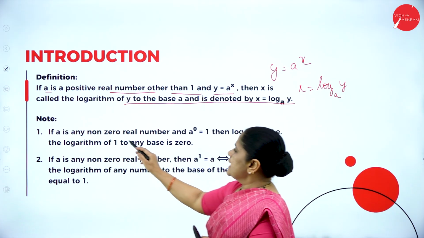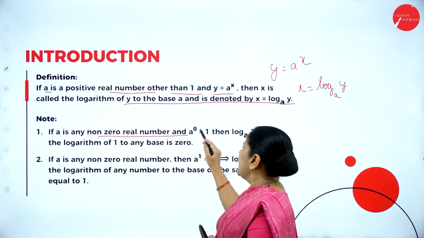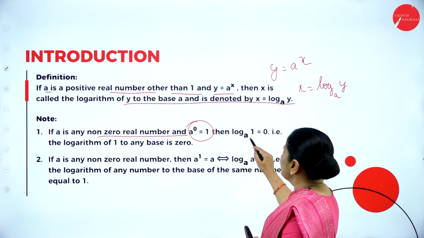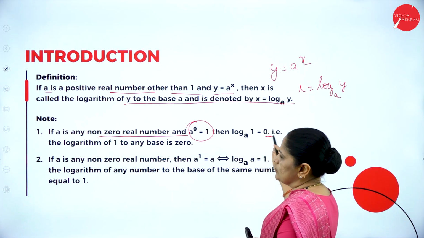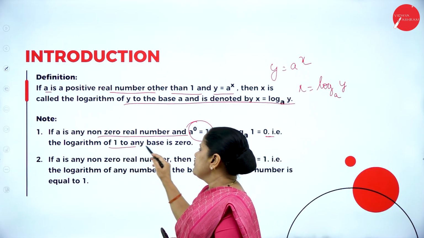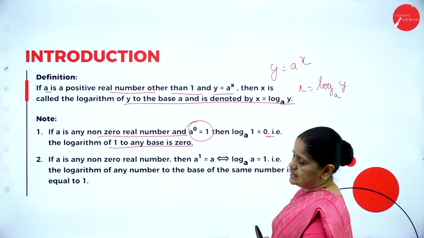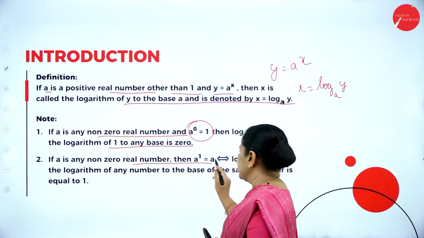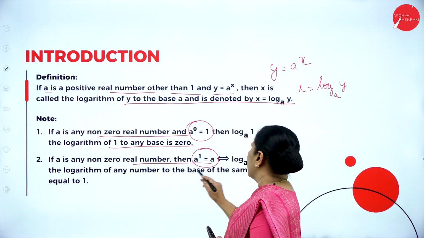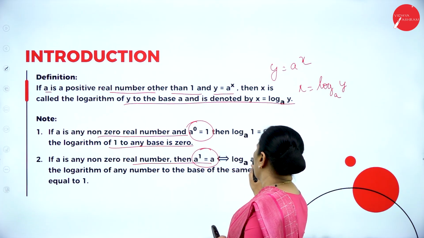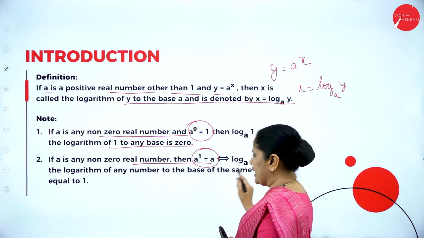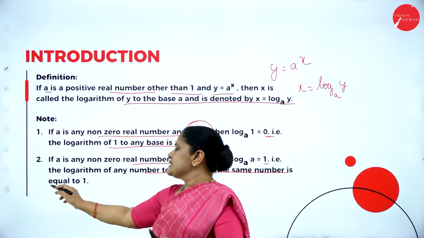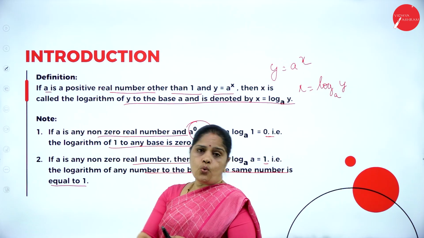If a is any non-zero real number and a to the power of 0 equals 1, then log 1 to the base a equals 0. That is, the logarithm of 1 to any base is 0. If a is any non-zero real number, then a to the power of 1 equals a, then log a to the base a equals 1. The logarithm of any number to the base of the same number is equal to 1.